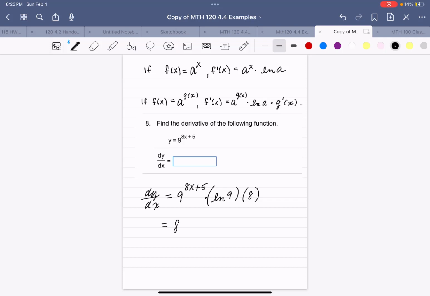You could put 8 in the front times 9 to the 8x plus 5 times the natural log of 9. You wouldn't need it then, but be careful. Don't multiply those two numbers. Those don't get multiplied. So either of those is fine. Just make sure that you make it clear that there's nothing in that natural log other than that 9.